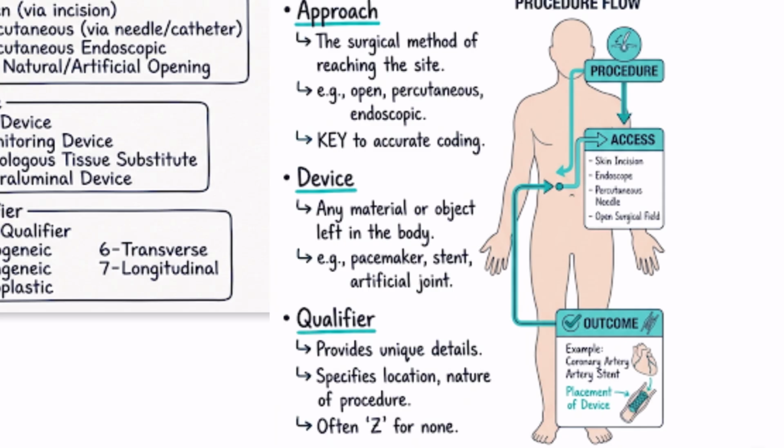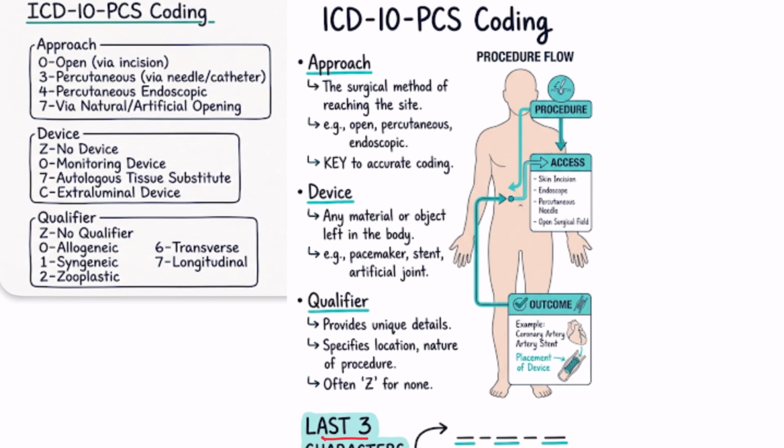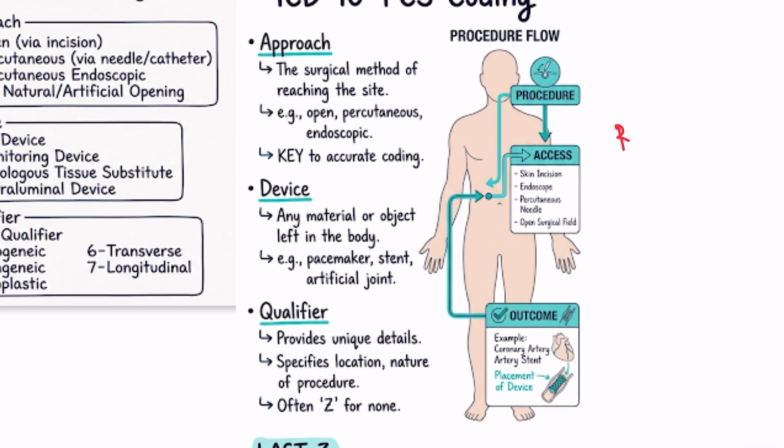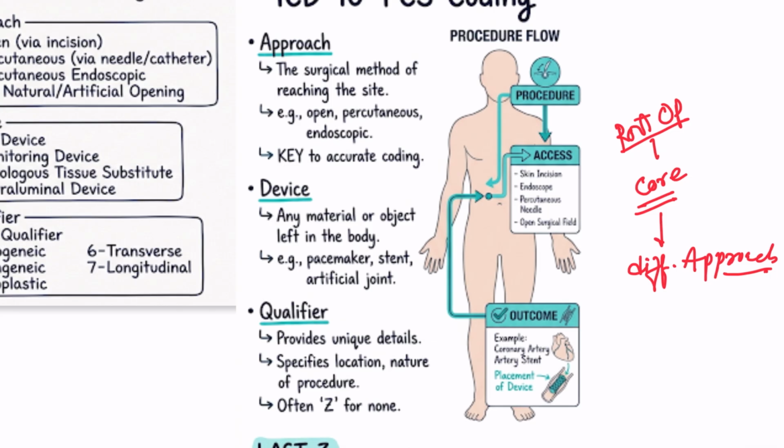Okay. So when you code a procedure, identifying a root operation gives you the core idea, but that is only one part of the story. Two procedures can have the same objective, but the way they are performed can be very, very different. How the surgeon reaches the structure, what is left behind in the body after the procedure, and how the procedure is further specified. All of that is captured in these three characters. So instead of trying to memorize definitions, we are going to understand how to think through them.